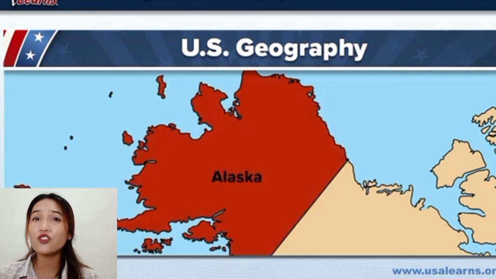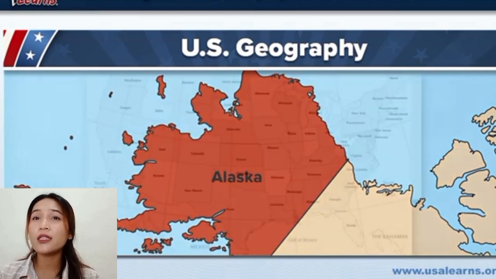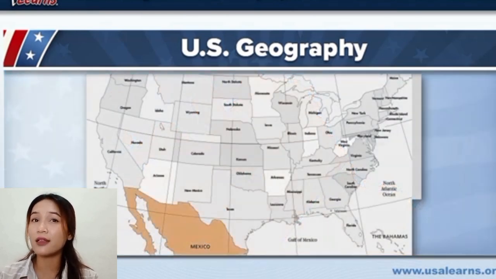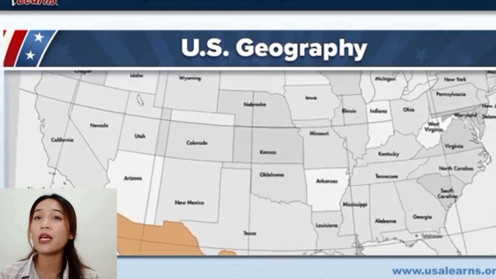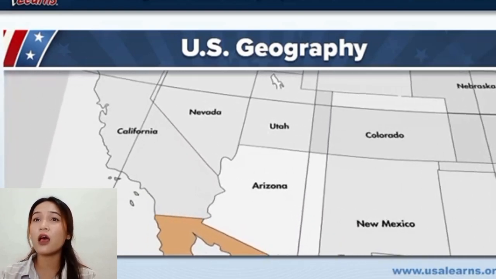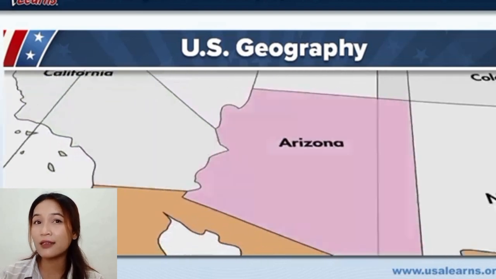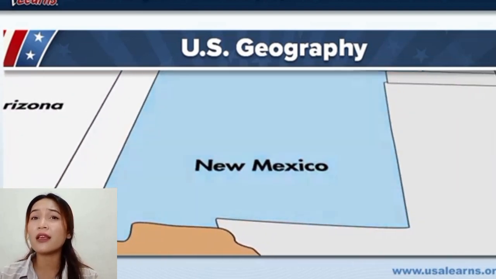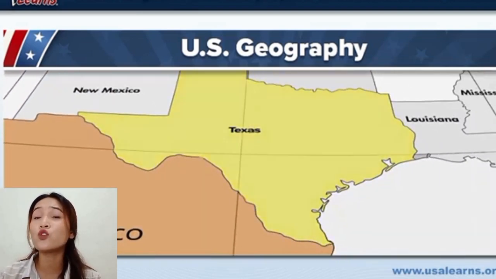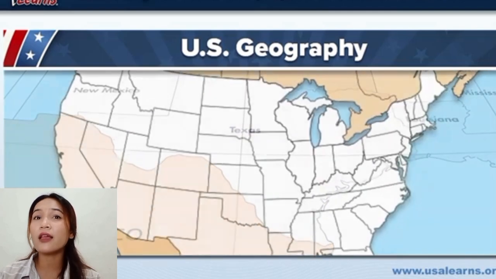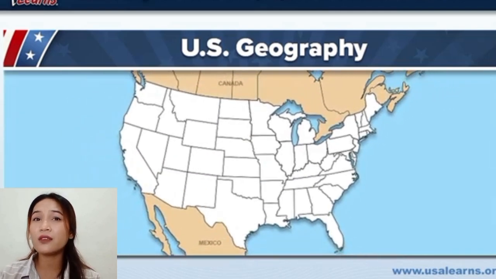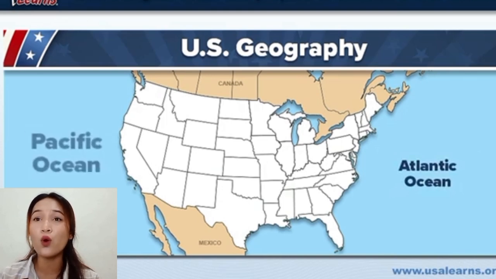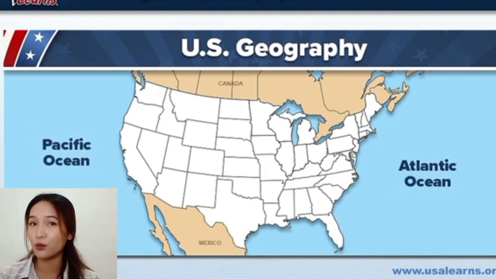Mexico is a country located in the south of the United States. 4 states border Mexico, namely California, Arizona, New Mexico, and Texas. The United States is located between 2 oceans. The Atlantic Ocean is on the East Coast. The Pacific Ocean, which is the largest ocean in the world, is on the West Coast.